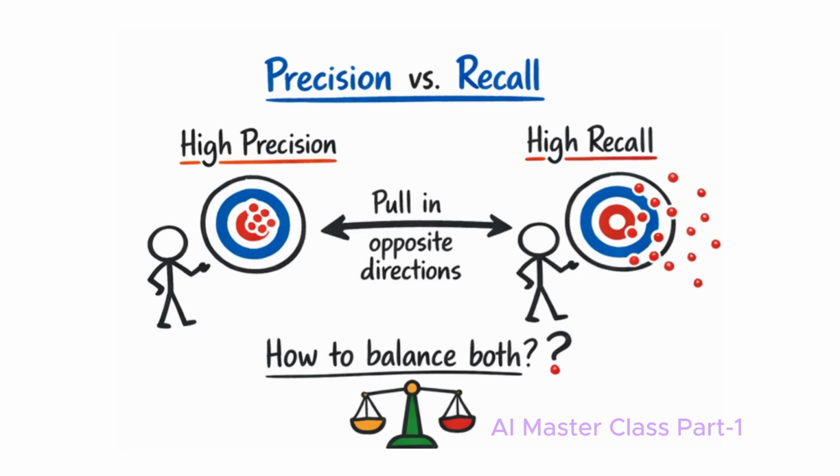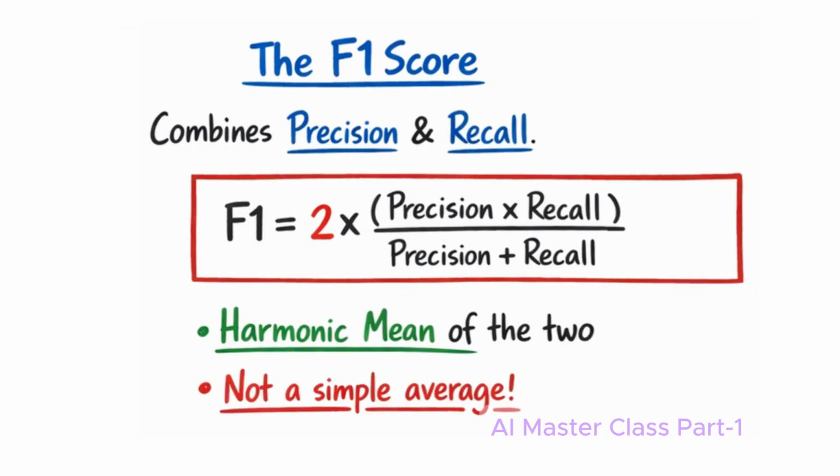Now, I hope you understand the problem. Precision and recall are both important, but they pull in opposite directions. That means if you try to improve one, the other will suffer. So how do we get a single number that balances both? This is where the F1 score comes in.